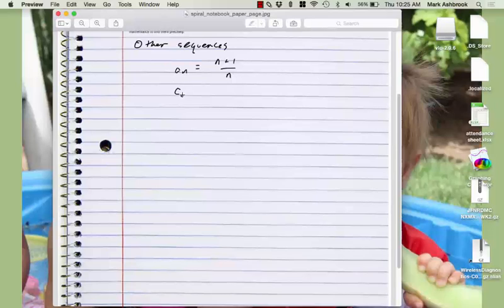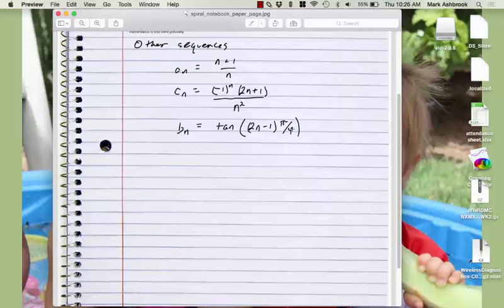All right, and there's nothing magical about A. It's just the most common first choice. So you could have C, or B. Doesn't matter. Okay, so why don't you find the first 3 or 4 terms of c sub n and b sub n.